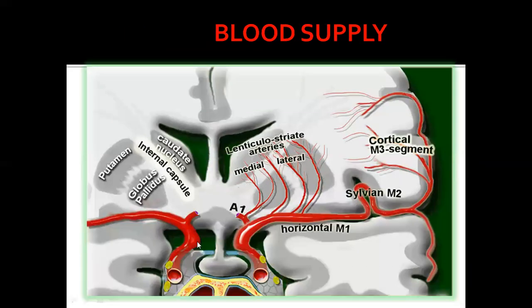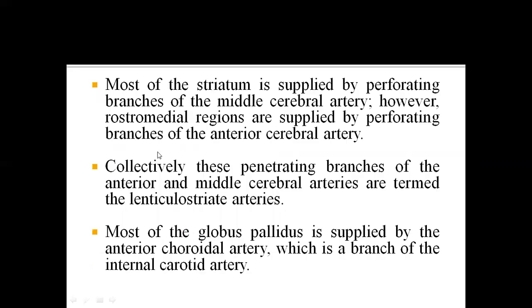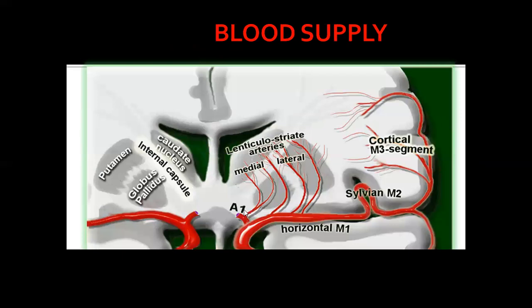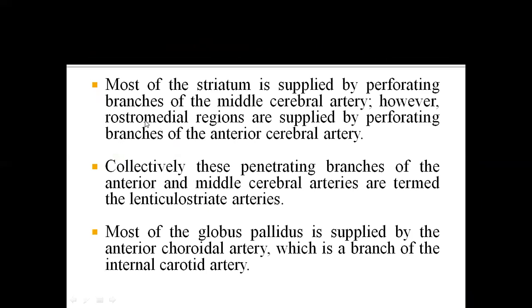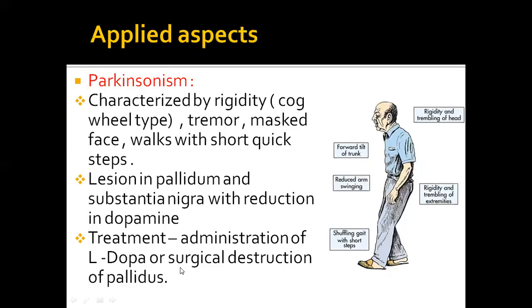Now coming to the blood supply of the basal ganglia, most of the striatum is supplied by perforating branches of the middle cerebral artery. However, rostromedial regions are supplied by perforating branches of the anterior cerebral artery. Collectively, these penetrating branches of the anterior and middle cerebral arteries are termed lenticulostriate arteries. Most of the globus pallidus is supplied by the anterior choroidal artery, which is a branch of the internal carotid artery.